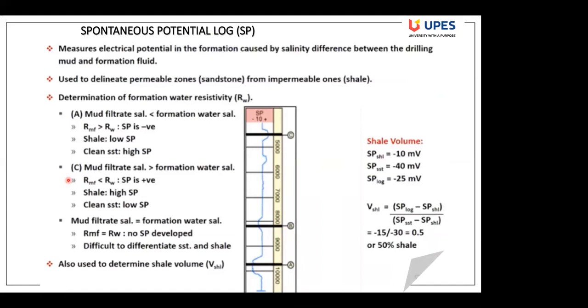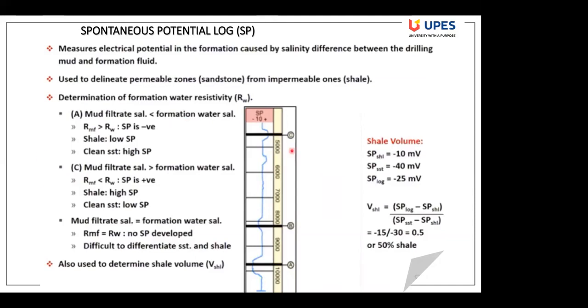SP has no absolute values, and it is treated quantitatively and qualitatively in terms of deflection only, which is the amount the curve moves to the left or towards the right, from where zero is defined. The definition of SP zero is called the shale baseline. It is made on thick shale intervals where the SP curve does not move. It shows zero value.